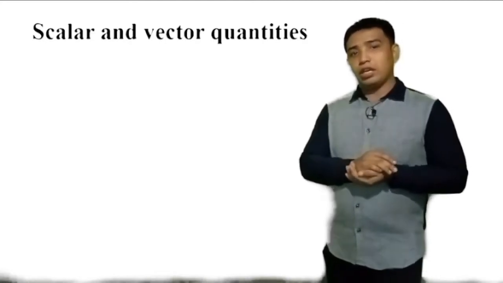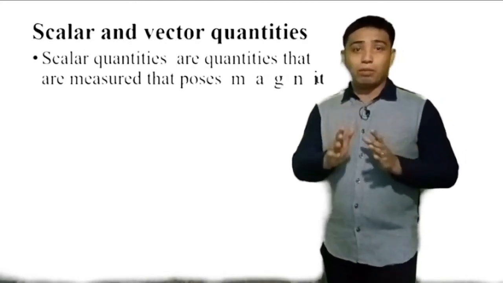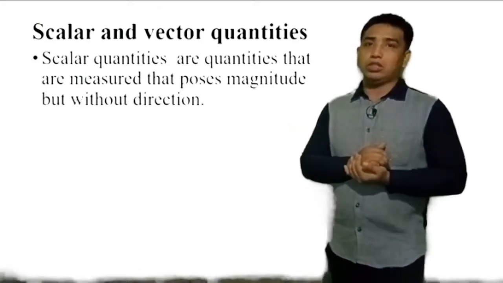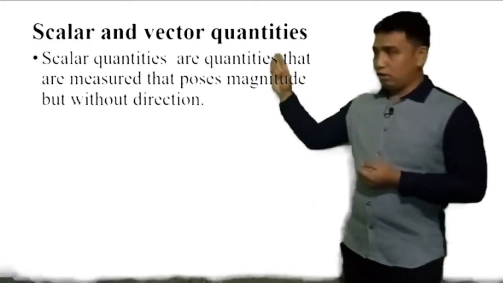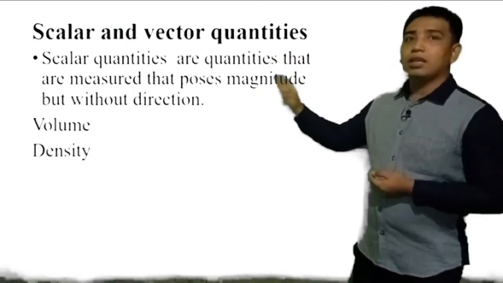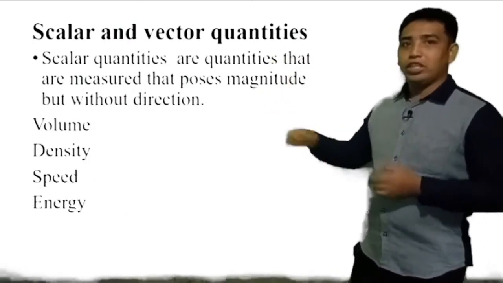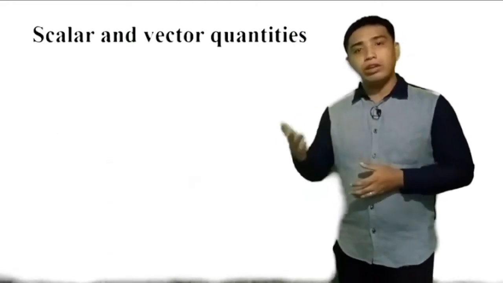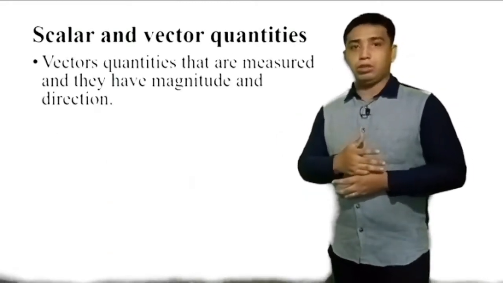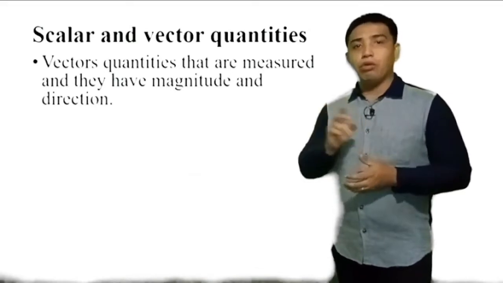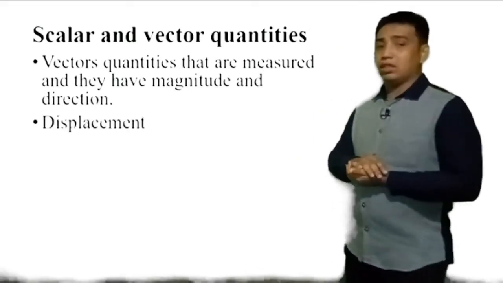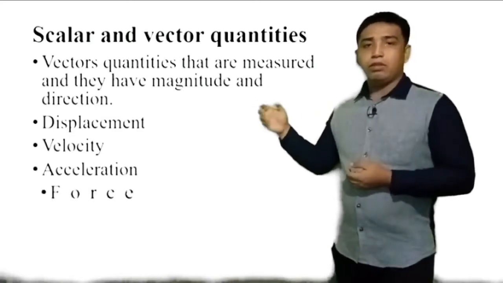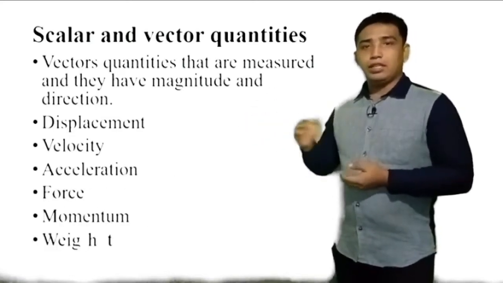Let's start with the scalar quantity. These are quantities that we measure that possess magnitude but do not possess direction. Some examples of these are volume, density, mass, speed, energy, and time. Vector quantities, on the other hand, are quantities that we measure that have both magnitude and direction. For example, acceleration, momentum, force, velocity, and weight.